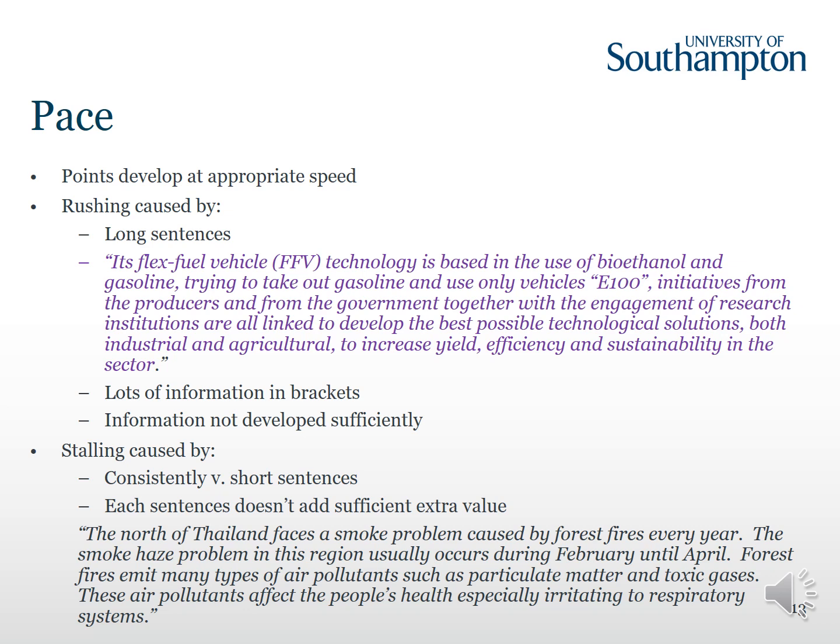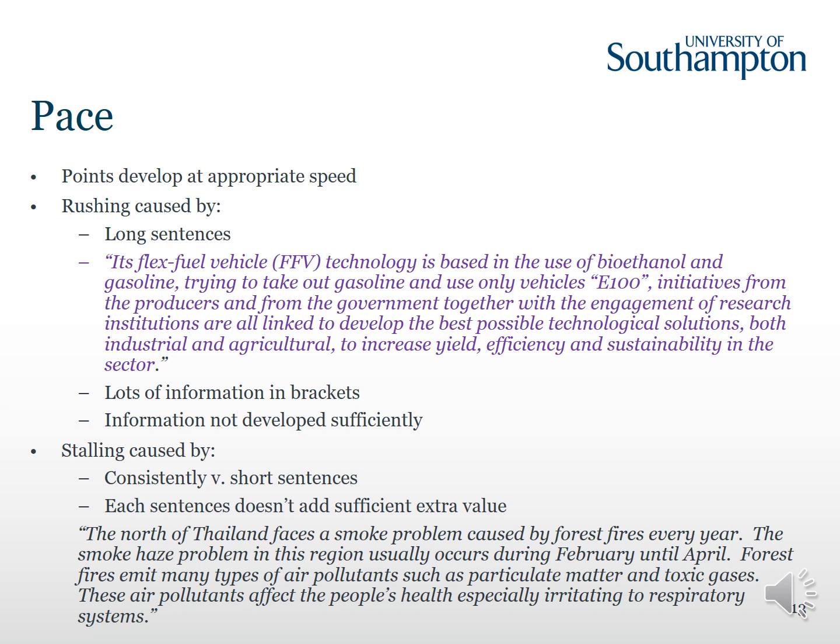The north of Thailand faces a smoke problem caused by forest fires each year. The smoke haze problem in this region usually occurs during February until April. Forest fires emit many types of air pollutants such as particulate matter and toxic gases. These air pollutants affect people's health, especially irritating to respiratory systems.